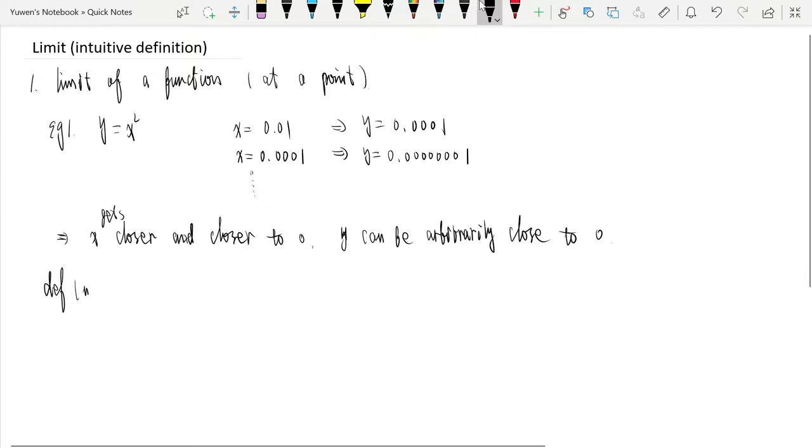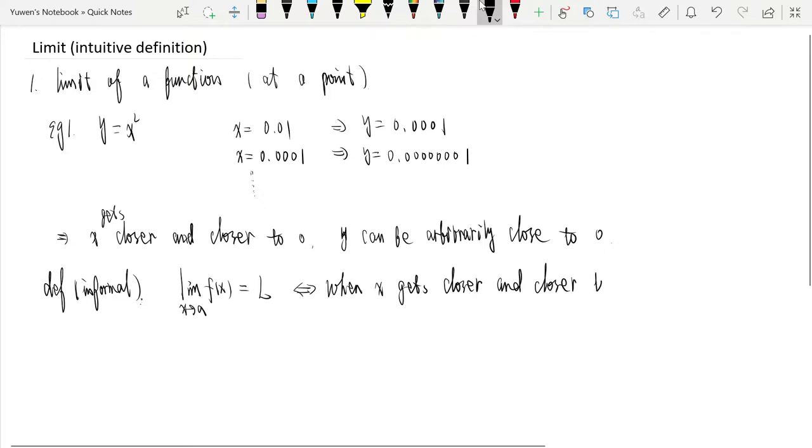This definition is informal, not the precise definition of the limit. We say that the limit of f(x) equal to L when x approaches a means when x gets closer to a, f(x) can be arbitrarily close to L.